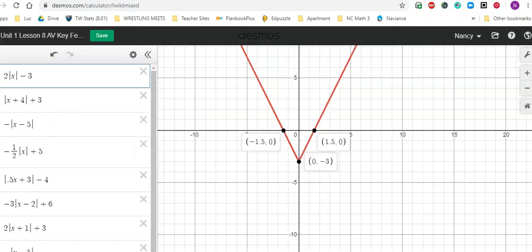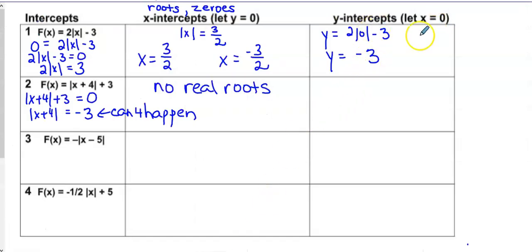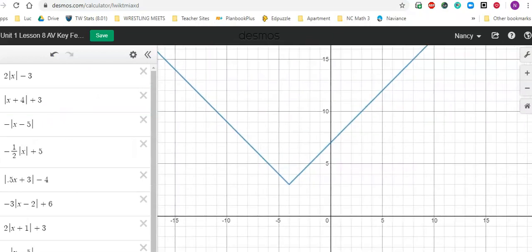So I'm going to go over here and make that one visible. It's right here, and you can see that there's no x-intercept here. It doesn't cross the x-axis. So let me go back over and do the y-intercept. So let's see. Y equals absolute value of 0 plus 4 plus 3. So the absolute value of this is 4 plus 3, y equals 7. Let's see if that's what we've got here. Yep, it's (0, 7), the y-intercept.